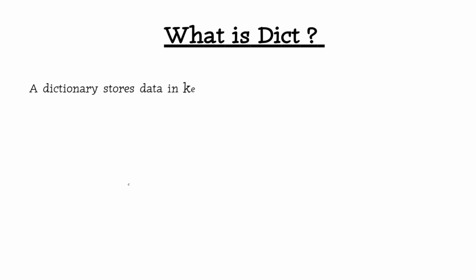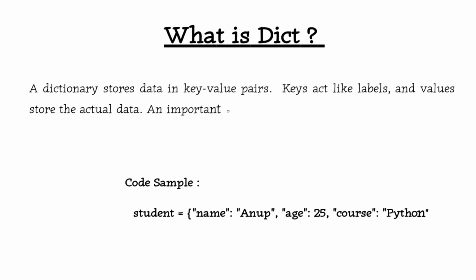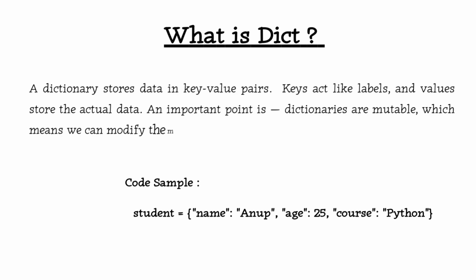A dictionary stores data in key-value pairs. Keys act like labels, and values store the actual data. An important point to make a note of while learning the dictionary as a data type in Python: dictionaries are mutable in nature, which means we can modify the values according to the scenario. So this is just an overview I have explained here. In the later stage, I will explain the practical approaches along with examples too.